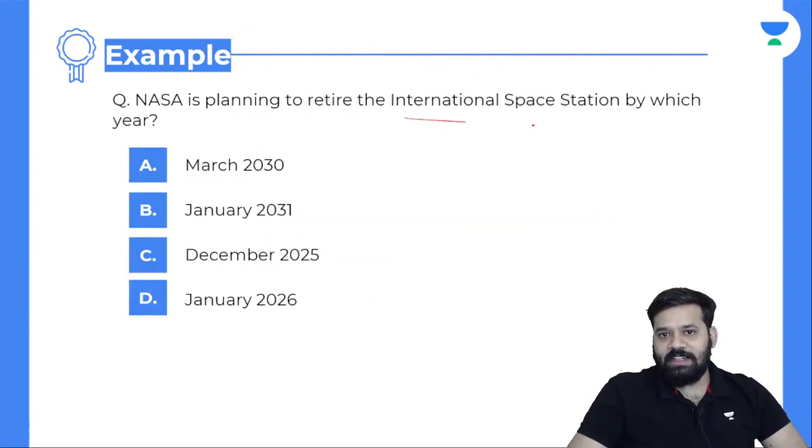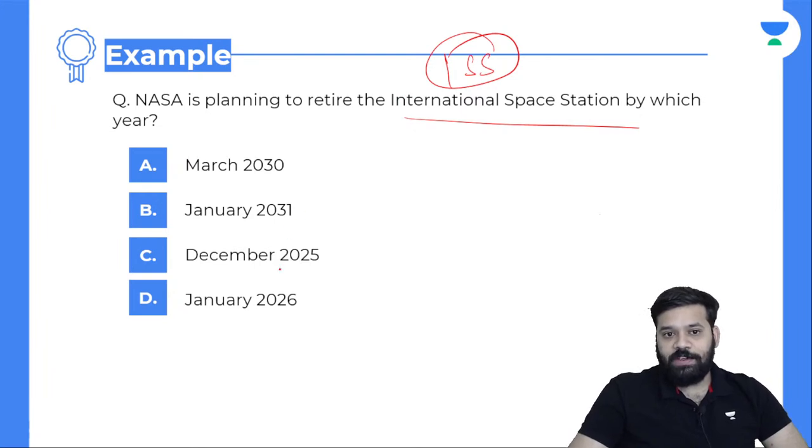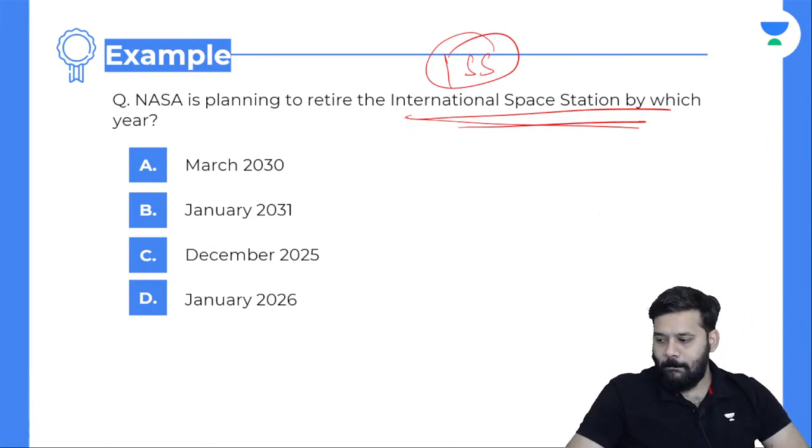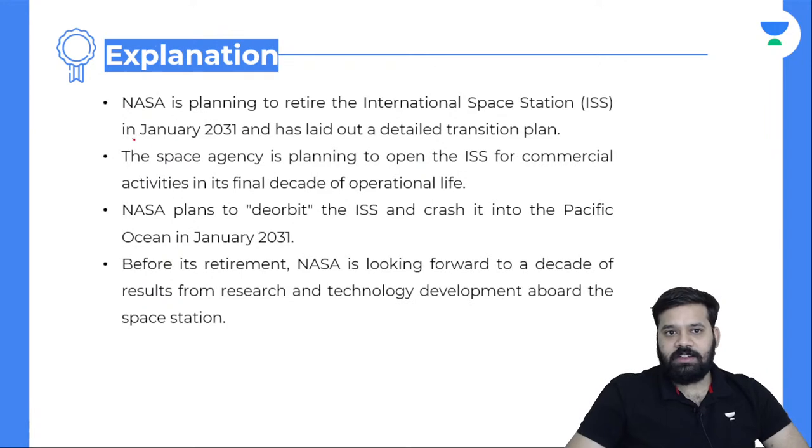NASA is planning to retire the International Space Station. The International Space Station is taking a retirement. By which year? March 2030, Jan 2031, December 2025 or Jan 2026? Retirement of the International Space Station. Which year? March 2030, I think it is 2031. It is Jan 2031 is what I think. Let me check. It is Jan 2031, Himanshi.